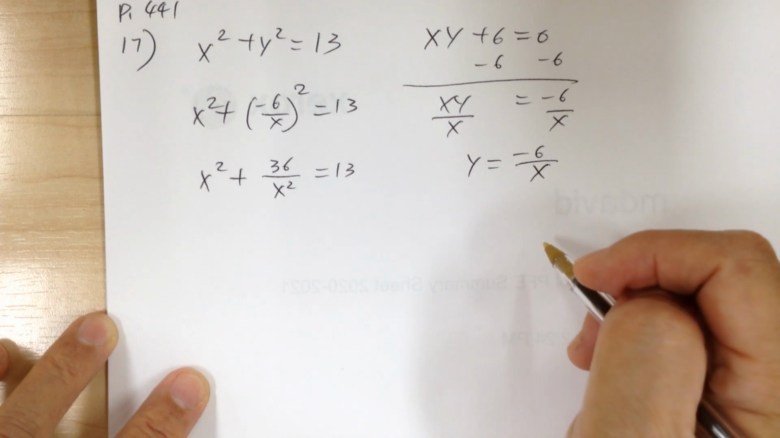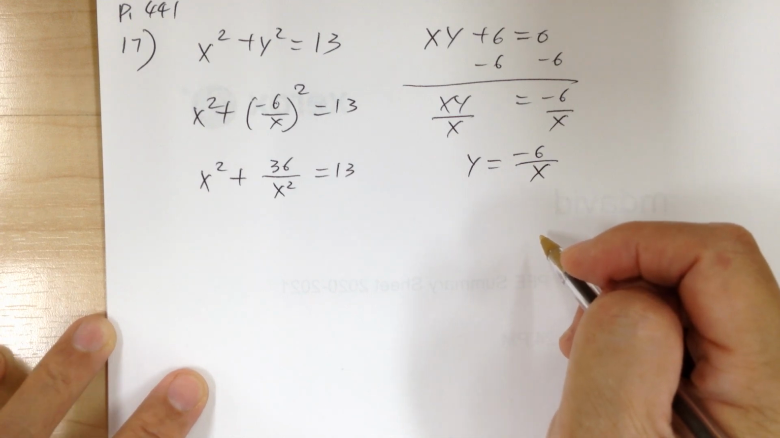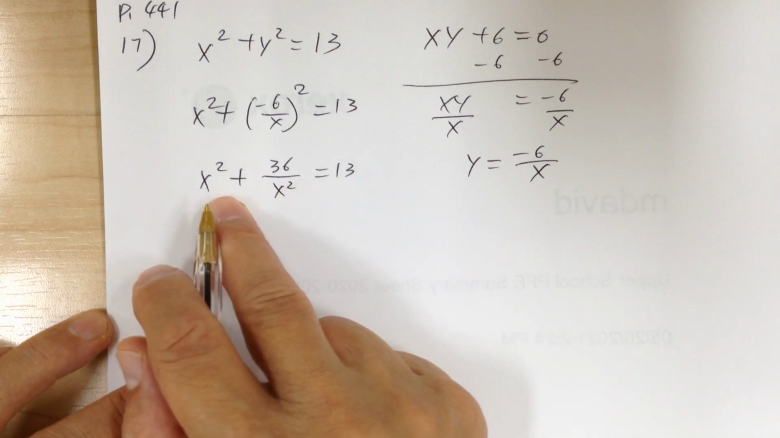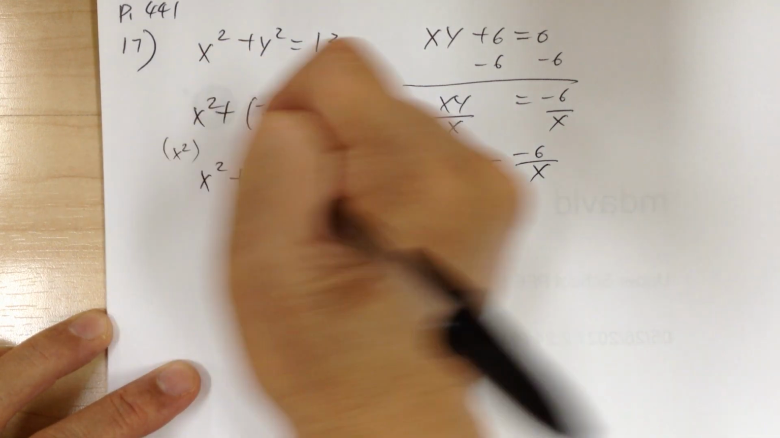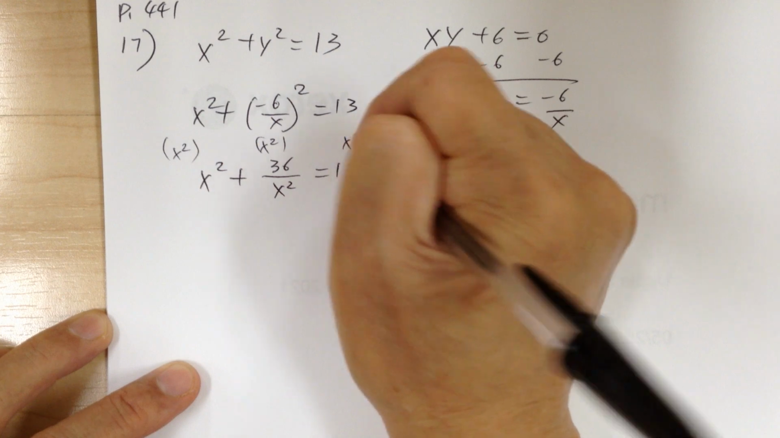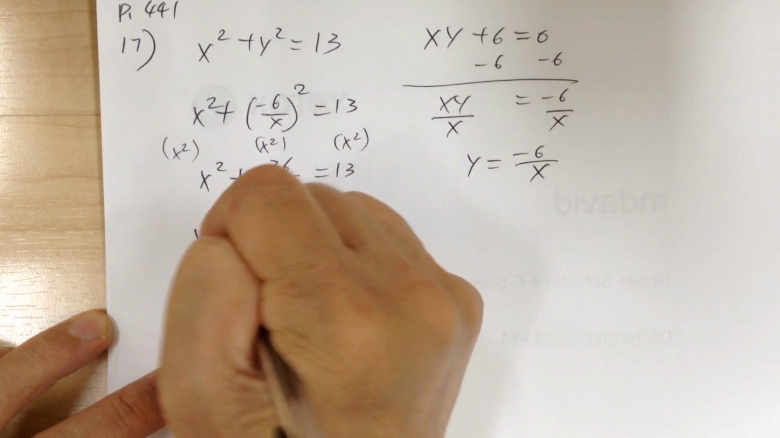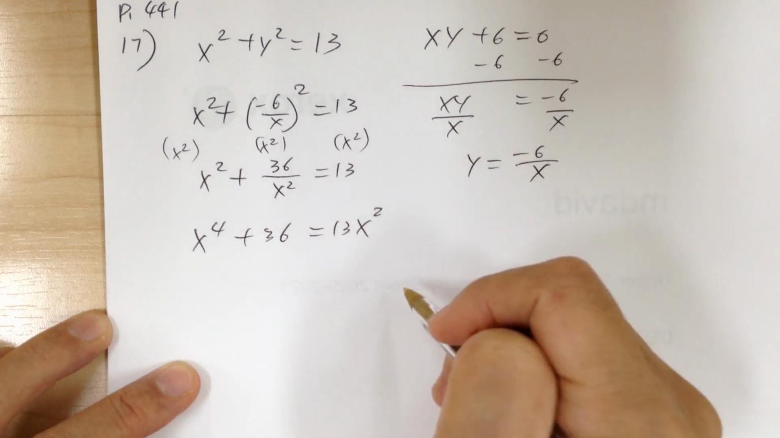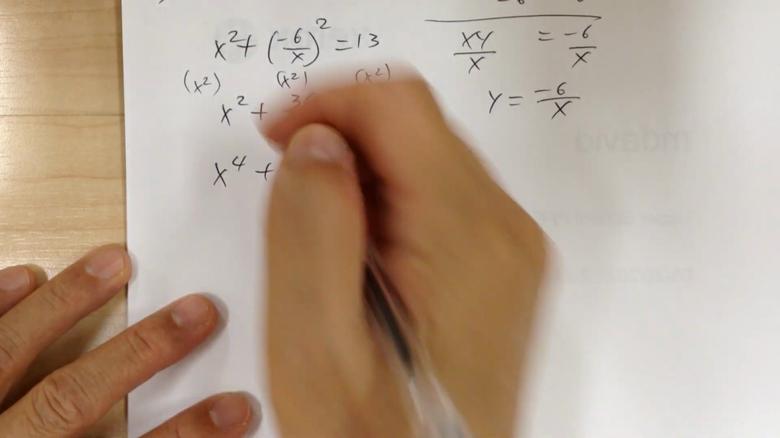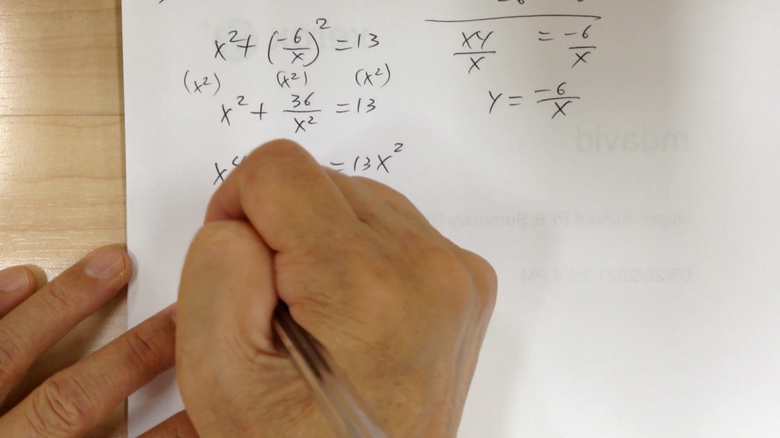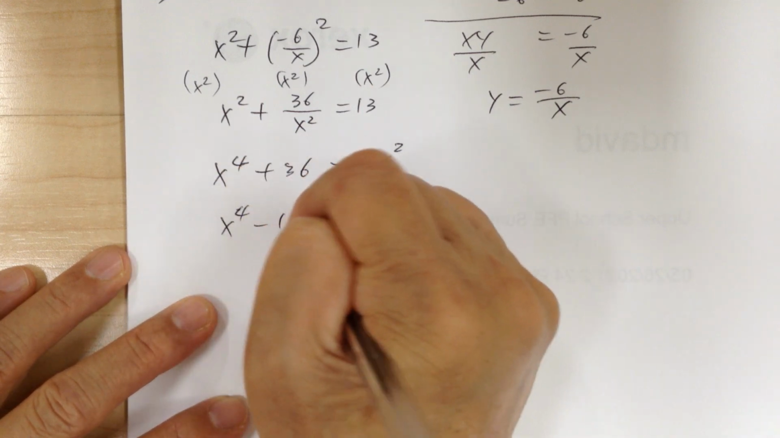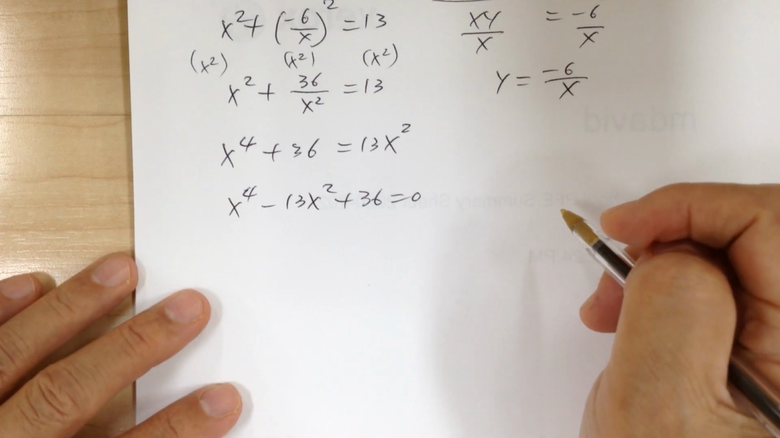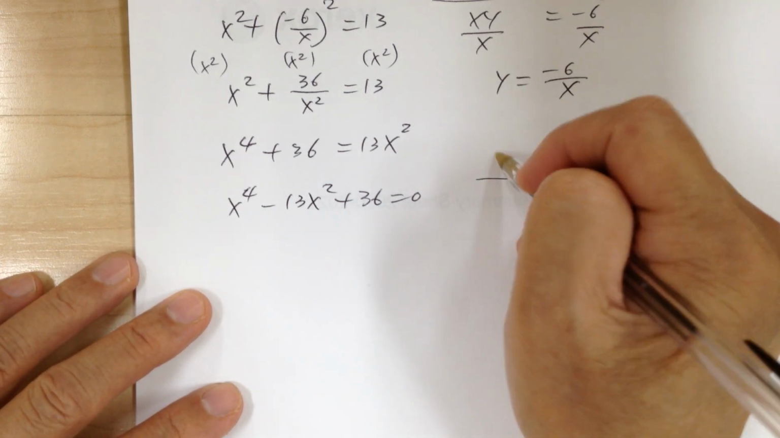Then what we need to do is get rid of the fraction, so multiply everything by x squared. So you get x to the 4 plus 36 equal to 13x squared. Then you're going to make it equal to 0 so you can do the factoring. So move this over. Okay, so do the factoring. Let's see what we get.